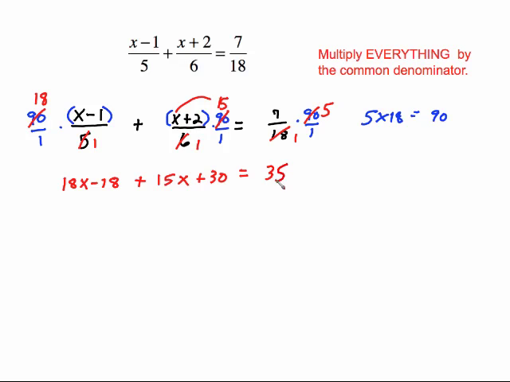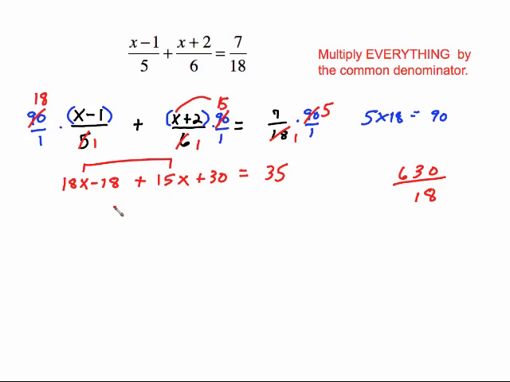Now, if you're not very comfortable with this canceling thing, you could just do 7 times 90, which is 630. 18 times 1 is 18. Use your calculator. 630 divided by 18 is 35. Now, look at that equation there in red. There are no fractions. It's our basic combining like terms kind of equation.